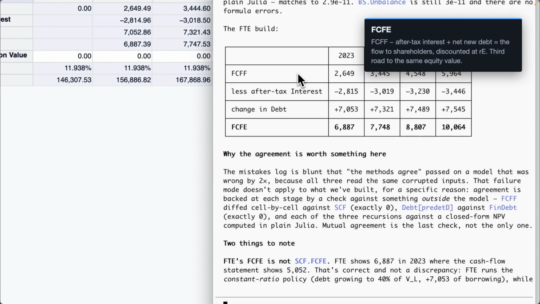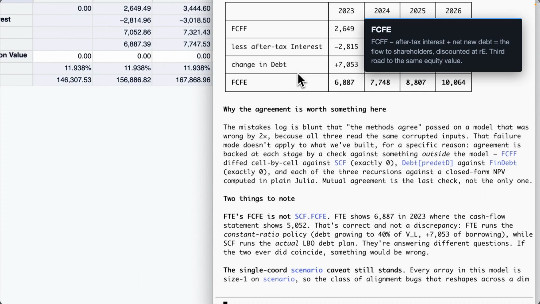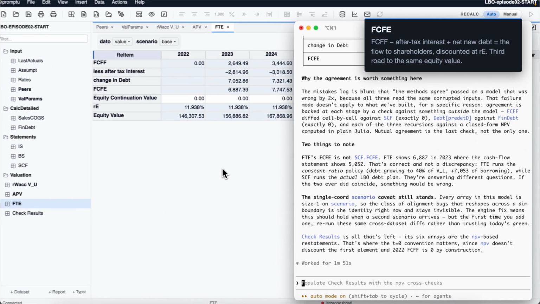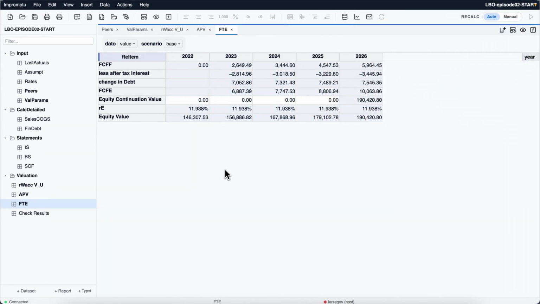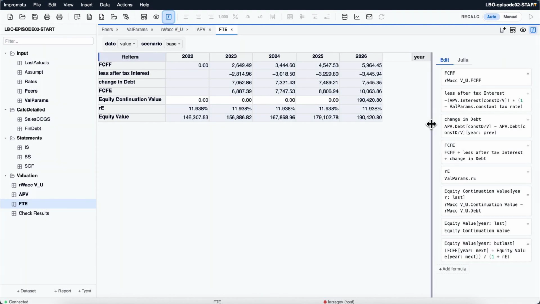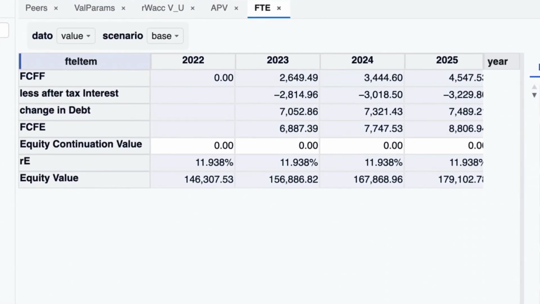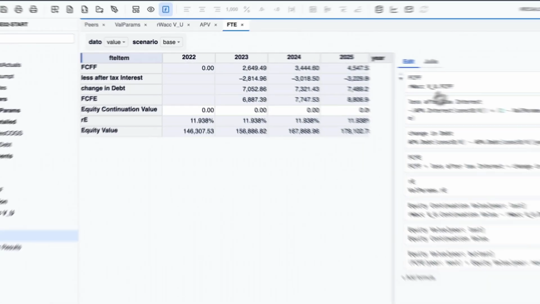It's the most laborious of the three. It needs the full debt schedule and the levered rate, which is exactly why it's the best cross-check. If the debt in the cash flow and the leverage in the rate ever disagreed, this is where it would show. And 146,307, third road, same number, not close, identical.